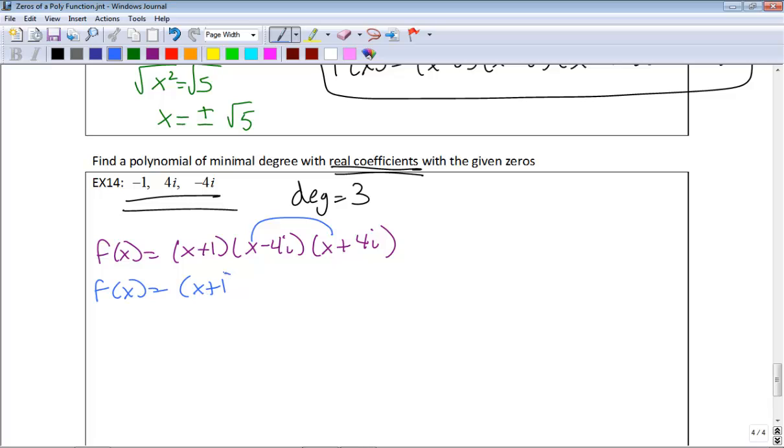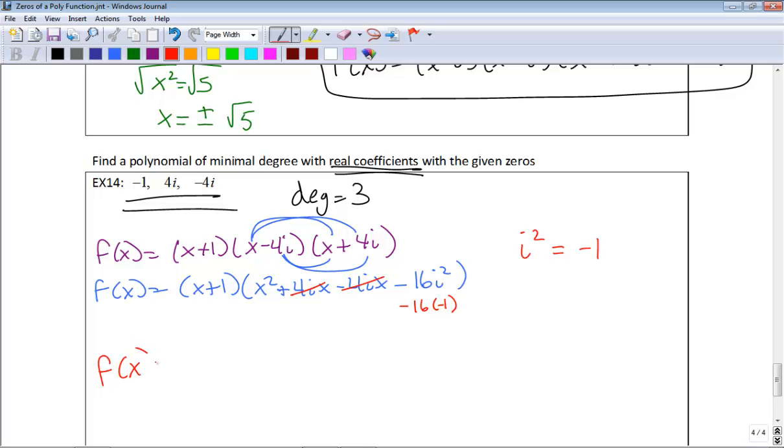I'm going to copy down my x plus 1 because I'm not dealing with it yet. x times x is x squared. Then I have plus 4ix minus 4ix, and then minus 16i squared. Now if I look here, a plus 4ix and a minus 4ix is just going to cancel, and negative 16i squared, again remember i squared is equal to -1, so this is negative 16 times -1, or a positive 16. So I have f of x is equal to x plus 1, and then all I'm left with here is x squared, and then remember that was a positive 16.